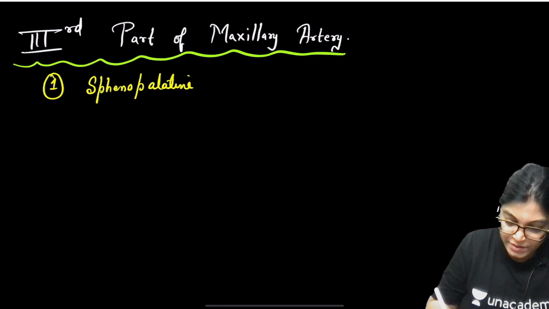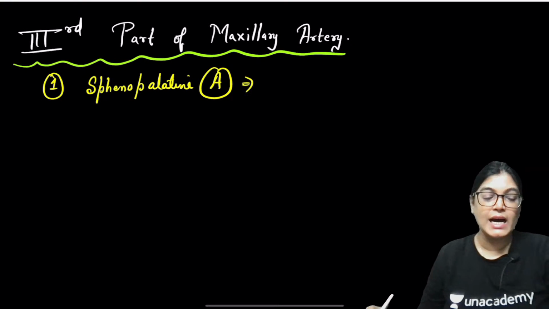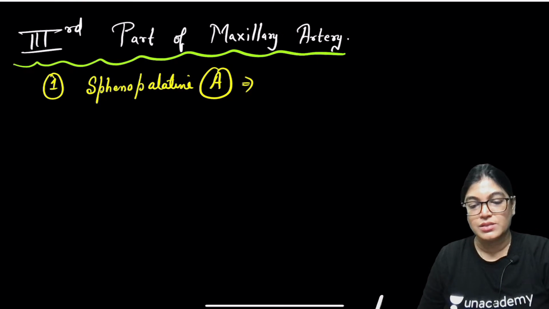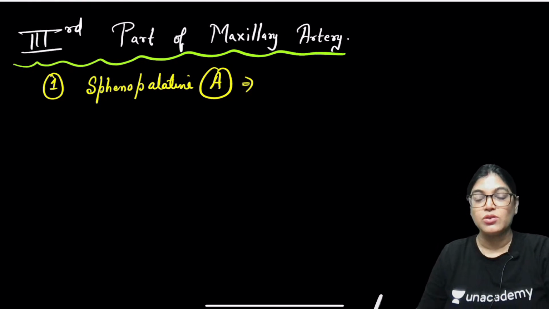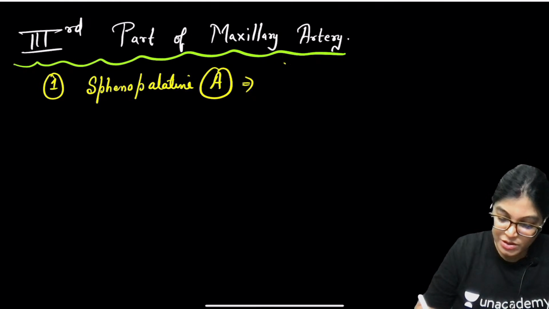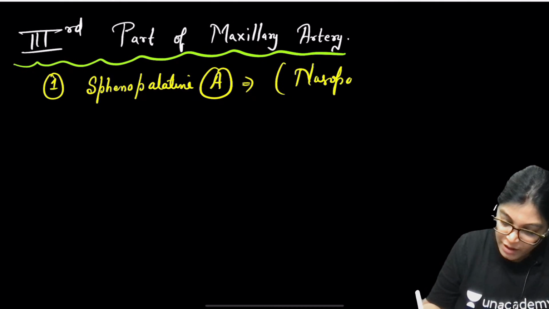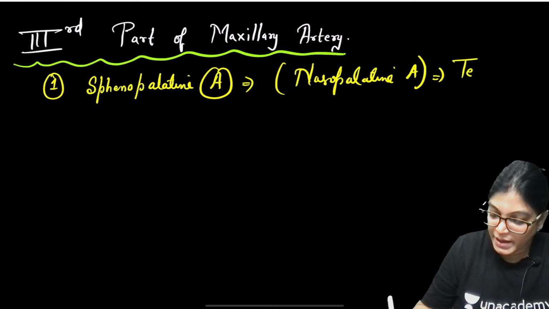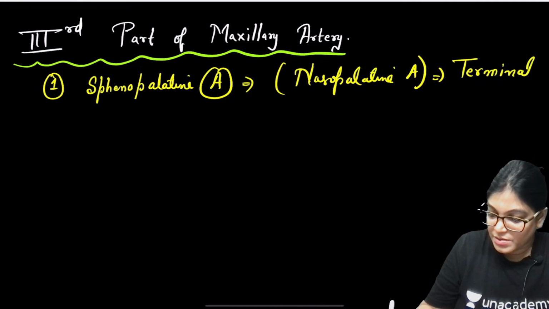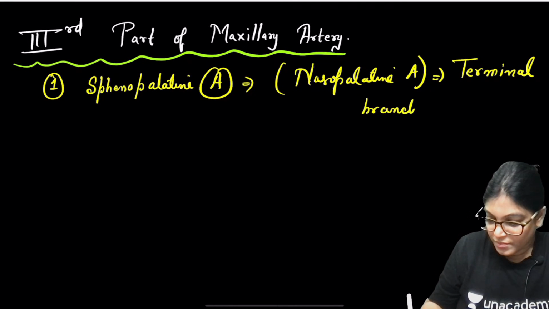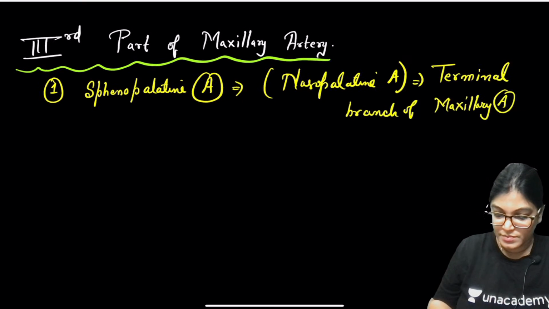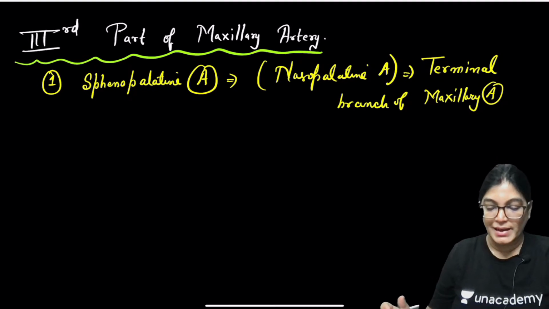Sphenopalatine artery is considered to be the terminal branch of maxillary artery, and it is also called the nasopalatine artery. This artery is the terminal branch of maxillary artery.